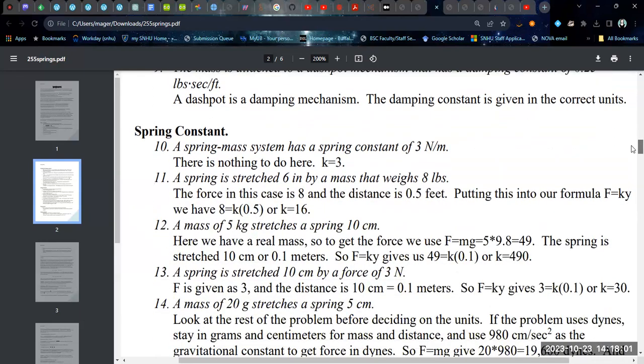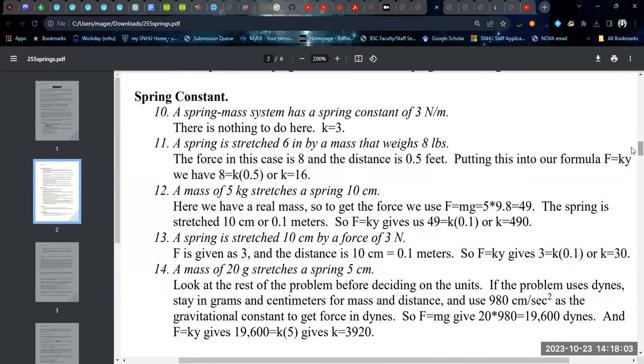Now, the spring constant is much more commonly something that you have to solve for. So here we have a spring mass system that has a spring constant of 3 newtons per meter. So there's nothing to do here. They gave you k. So k is 3. This, again, doesn't happen all that often.